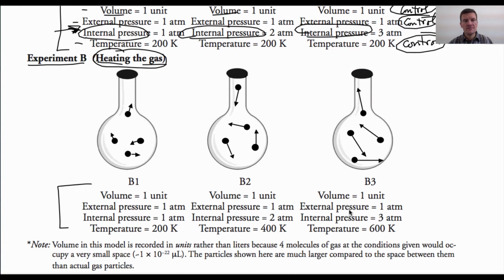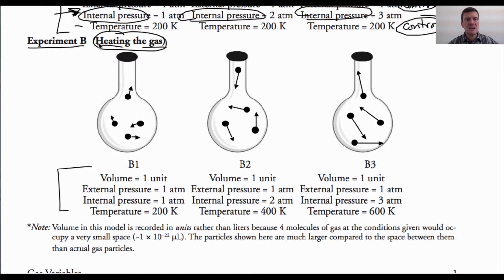Let's look down here. In this case, heating the gas. So you are increasing the temperature. You have chosen to do that. So temperature is our independent variable. What is changing down here? Well, you'll notice that what is changing is not the volume. That is a control again. Not the external pressure. That means the pressure outside the container. That is controlled. But what is changing is the internal pressure. So the internal pressure is changing, and this would be your dependent variable.